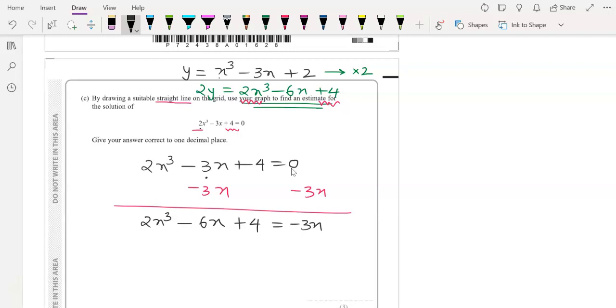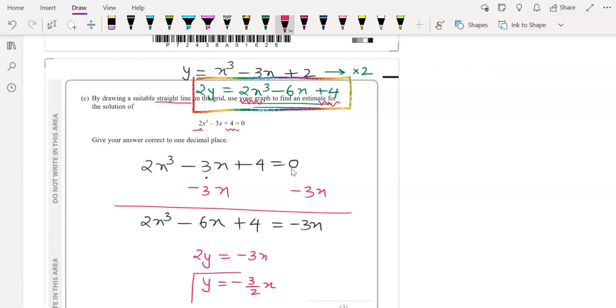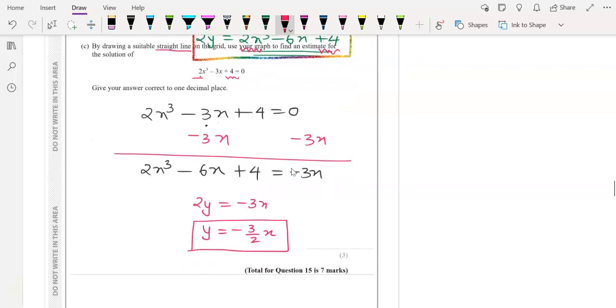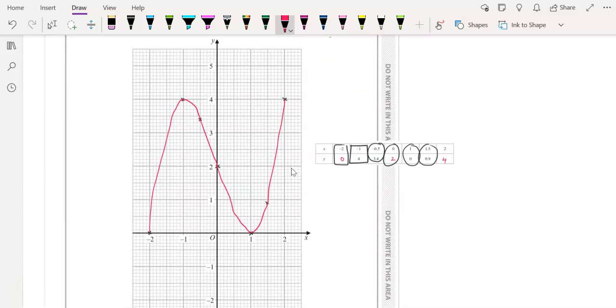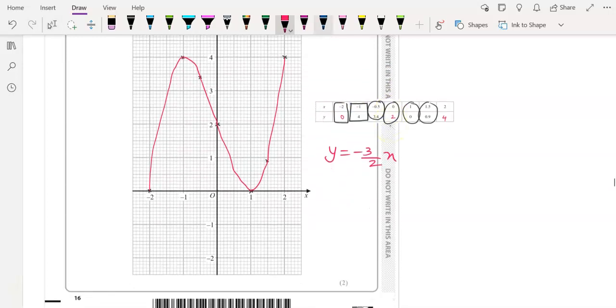Now on the left hand side, 2x cube minus 6x plus 4 is same as 2y. So I can substitute the value. I can write 2y is same as negative 3x. Divide both sides by 2. So you get y equals minus 3 upon 2 times x. So this is the line that you have to draw on the graph to solve the above equation. Now to draw this line, y equals minus 3 by 2 x, let's go back to the curve. We'll select 2 points, plot the 2 points and join them to get our required graph.